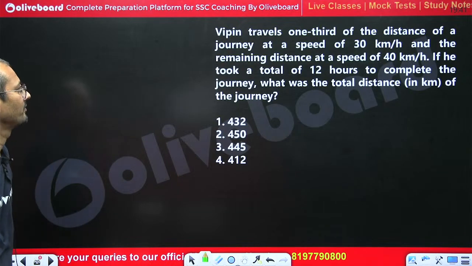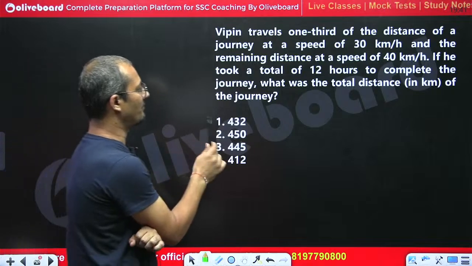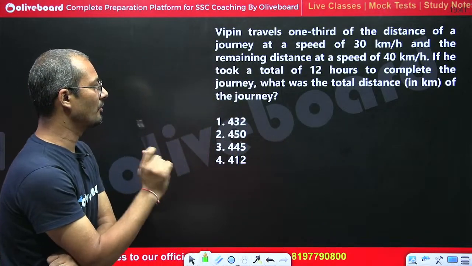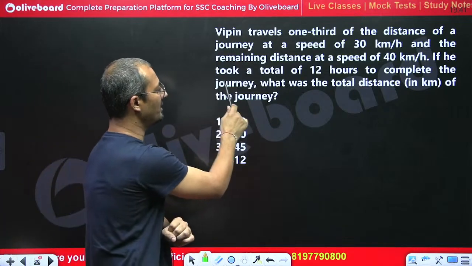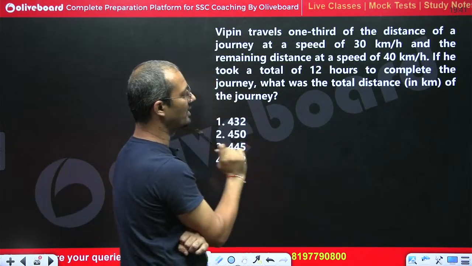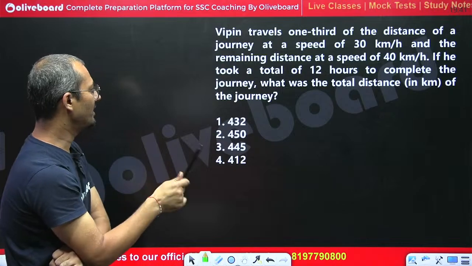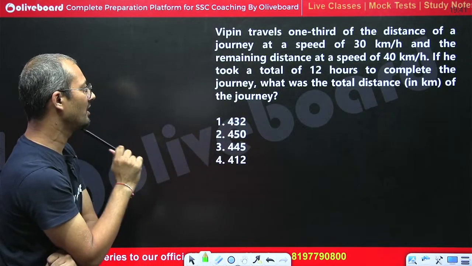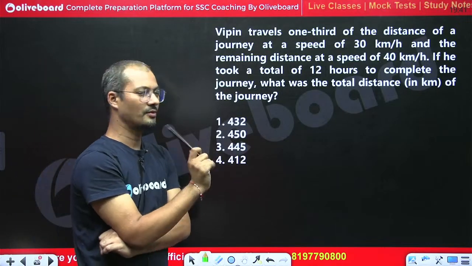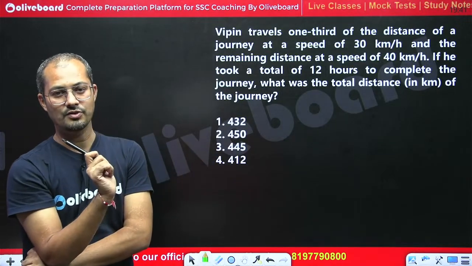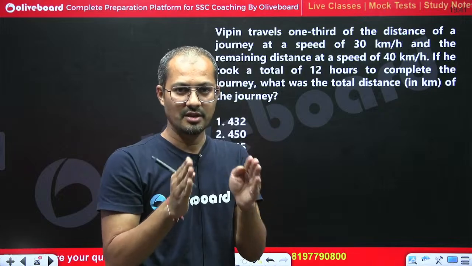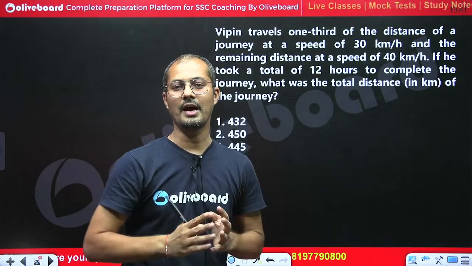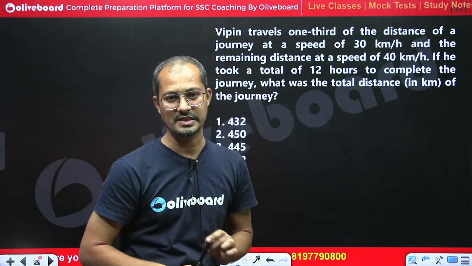Yes guys, Vipin travels 1/3 of the distance of a journey at a speed of 30 km per hour and the remaining distance at a speed of 40 km per hour. If he took a total of 12 hours to complete the journey, what was the total distance of the journey? See, we have to calculate the distance. So distance is equal to speed into time. So here we can apply the concept of average speed, right?